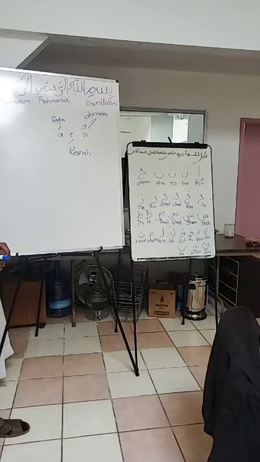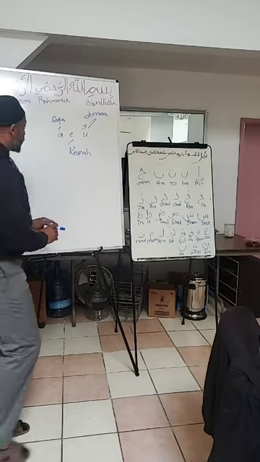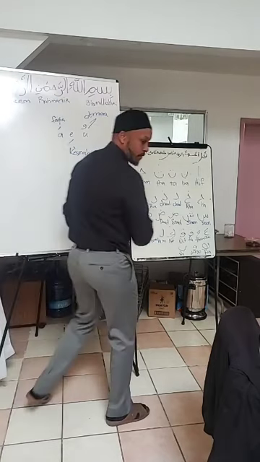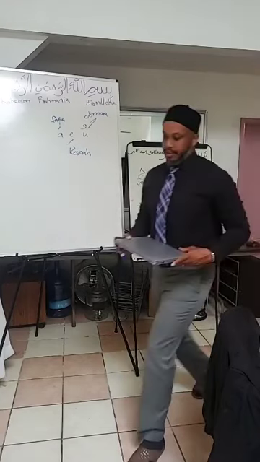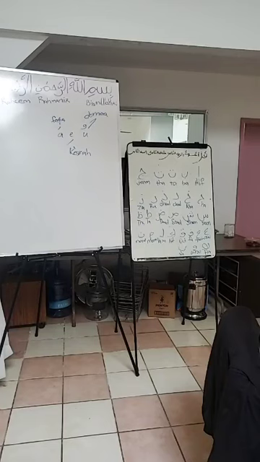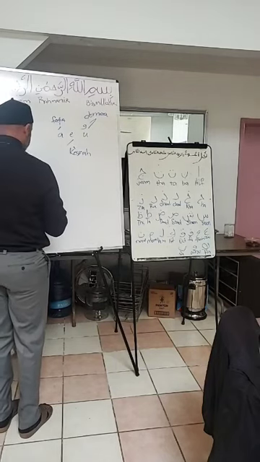So what I wanted to do is first we'll do the sun letters. So the sun letters are letters that absorb the lam, or the L. Just so I had them all together, I want to make sure I'm getting it right. We'll keep this in.